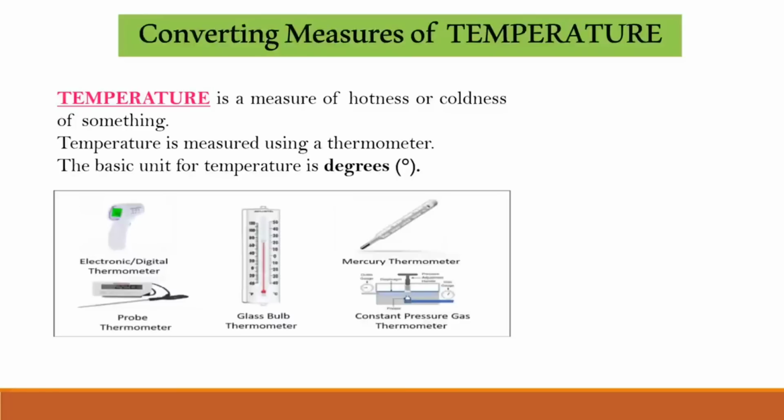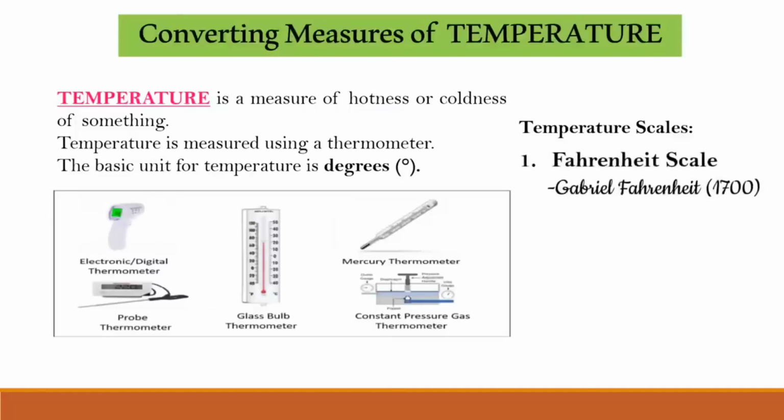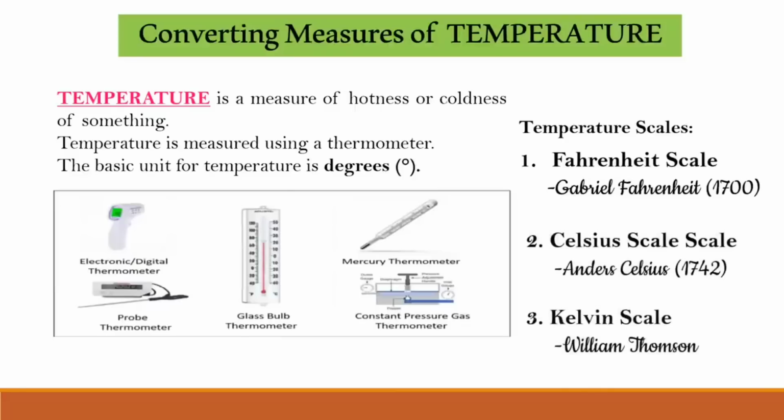So we have the electronic or digital thermometer. We also have the probe thermometer, glass bulb thermometer, the mercury thermometer, and the constant pressure gas thermometer. Here are the 3 temperature scales. We have the Fahrenheit scale, Celsius scale, and the Kelvin scale.